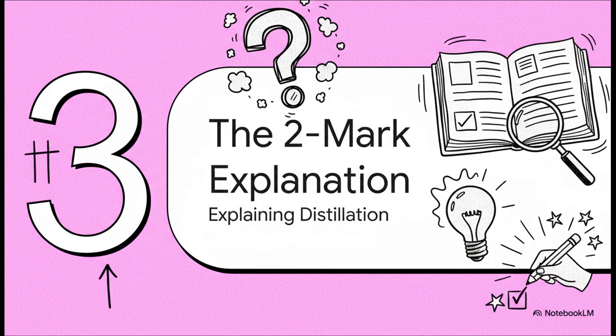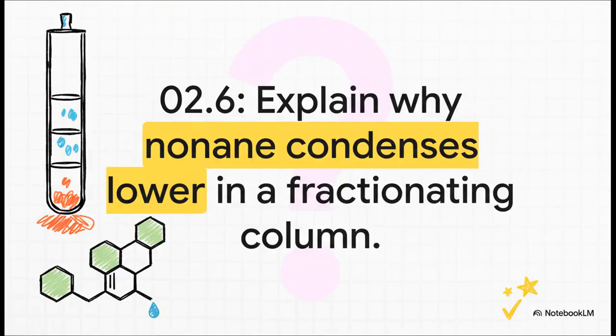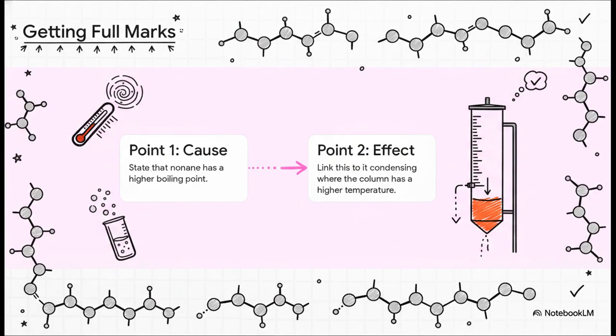All right, on to the final part of the question. This is a 2-mark explanation, and this is where understanding the mark scheme is so valuable, because you have to structure your answer in a very specific way. The question asks you to explain why nonane, that's the biggest alkane in our table, condenses lower down in a fractionating column. The trick here is to connect the properties of nonane to what's happening inside the column. And you have to remember that column has a temperature gradient. It's super hot at the bottom and gets cooler as you go up.